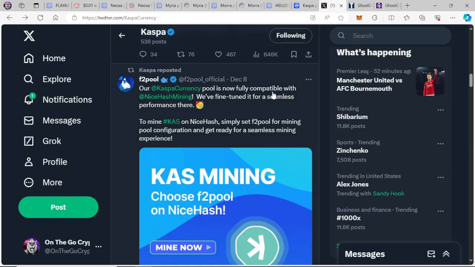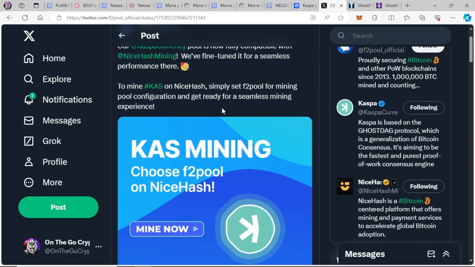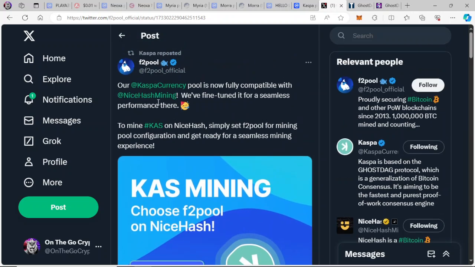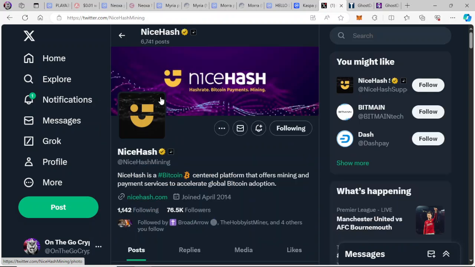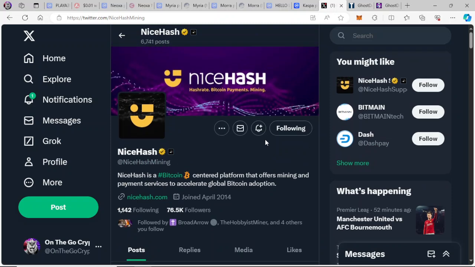On the Twitter for Kaspa, if you look back to yesterday, our Kaspa currency pool is now fully compatible with Nice Hash Mining. We fine-tuned for a seamless performance there. So this is a big deal, guys, because Nice Hash Mining is huge. Nice Hash has a massive Twitter following of their own, almost 77K Twitter followers. Nice Hash is a very easy and up-and-coming popular place for people to mine Bitcoin specifically, and now Kaspa.